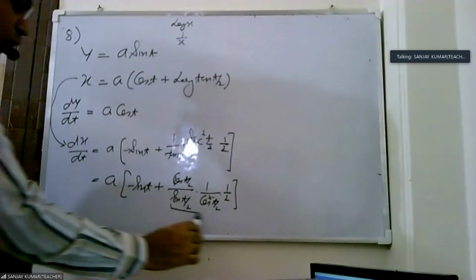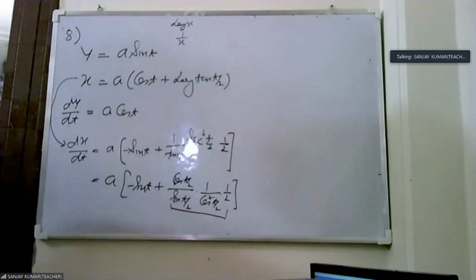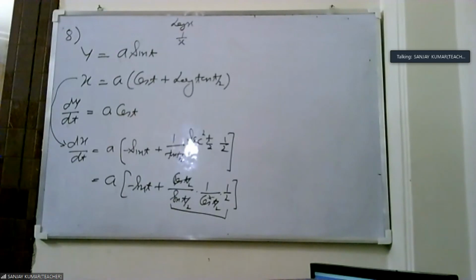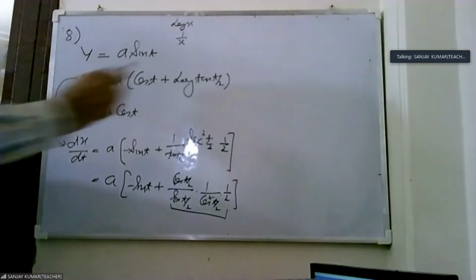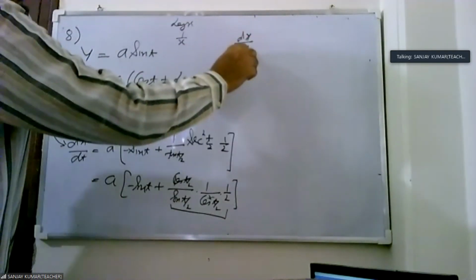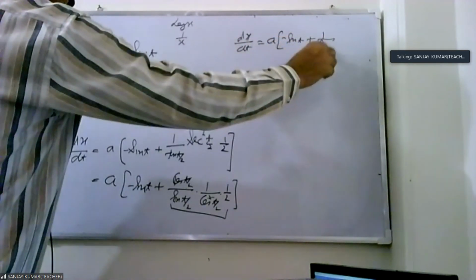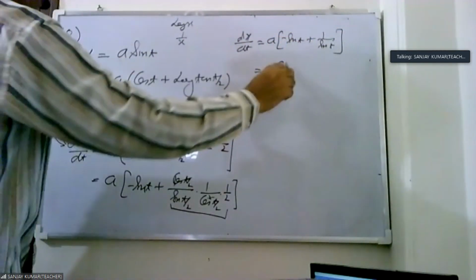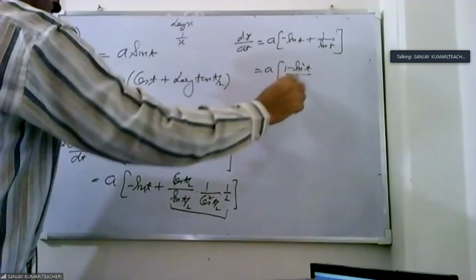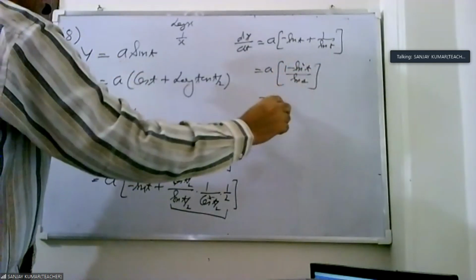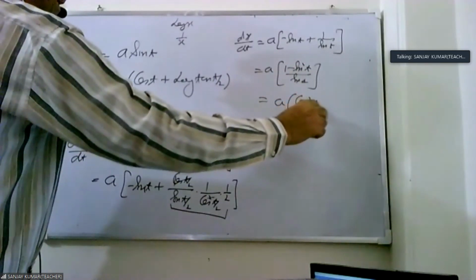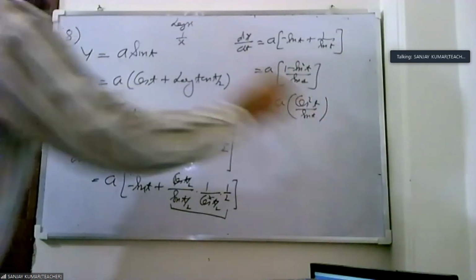Here you have the formula 2 sin t by 2 cos t by 2. It is the formula of sin 2 theta: 2 sin a cos a is sin 2a. So dx by dt is minus sin t plus 1 by sin t. Now we take the LCM, which gives 1 minus sin square t by sin t. Now 1 minus sin square t is cos square t, divided by sin t. So this is dx by dt.